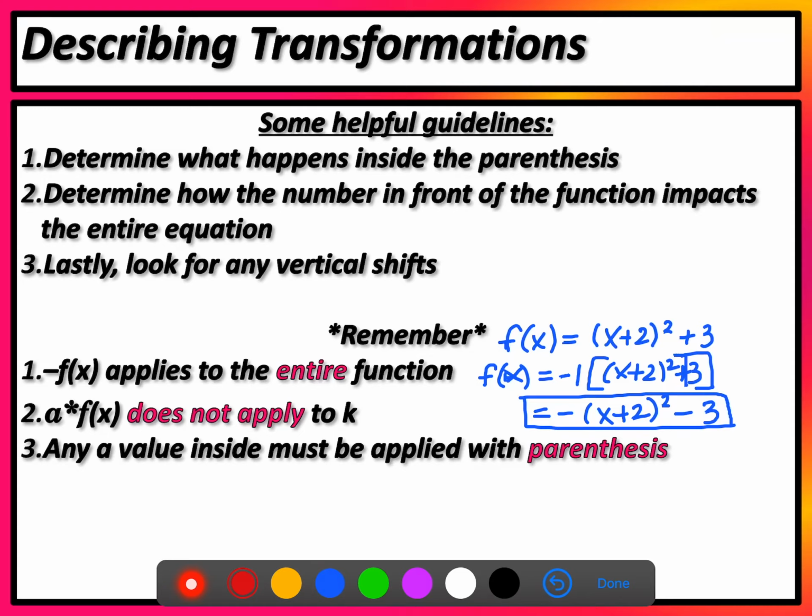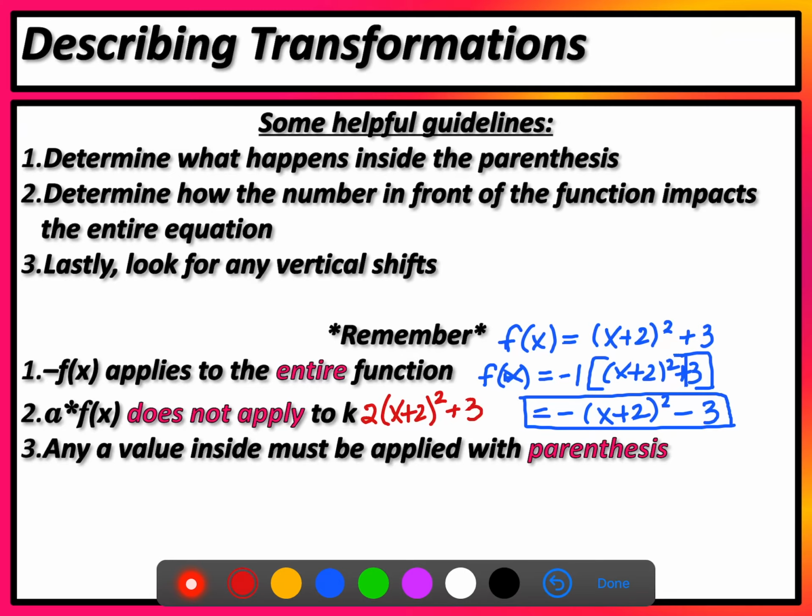That's different, however, if I'm applying a coefficient. Let's say that I want to vertically stretch my function. Back to that same f of x, if I wanted to vertically stretch by 2, that would not apply to the k value. That would stay at a +3, and I would just vertically stretch from the front. But a negative applies to the entire thing.